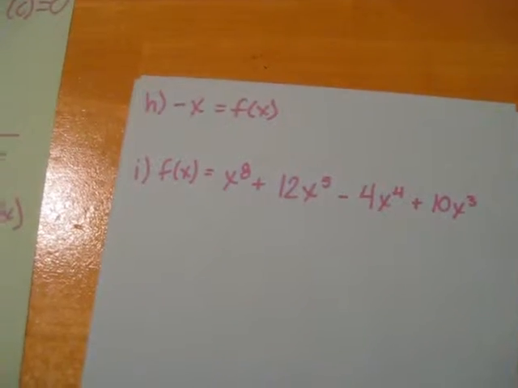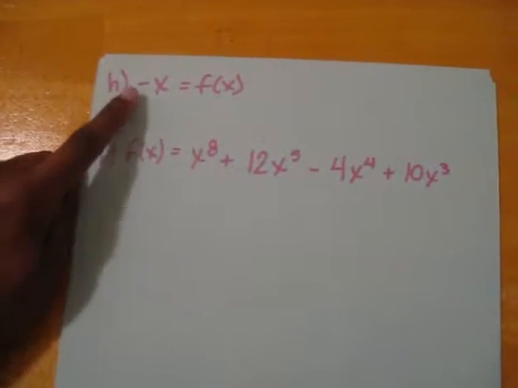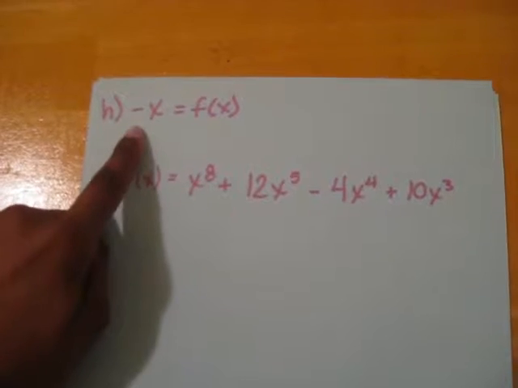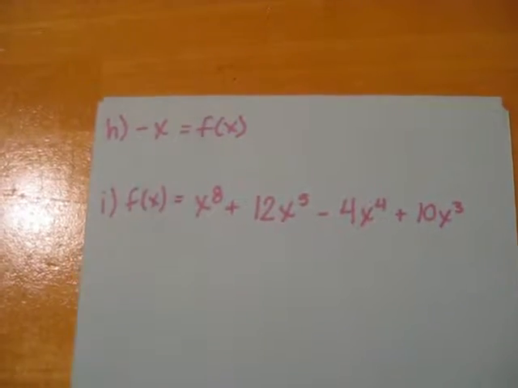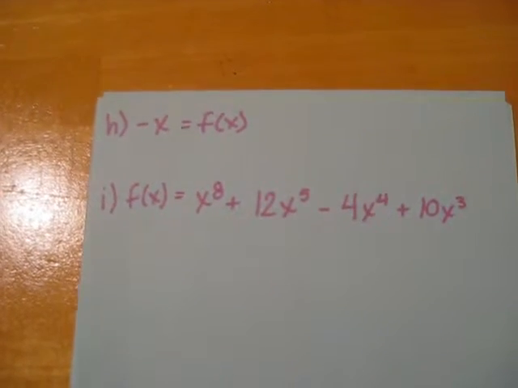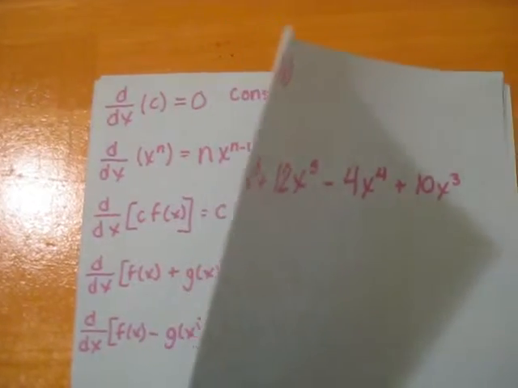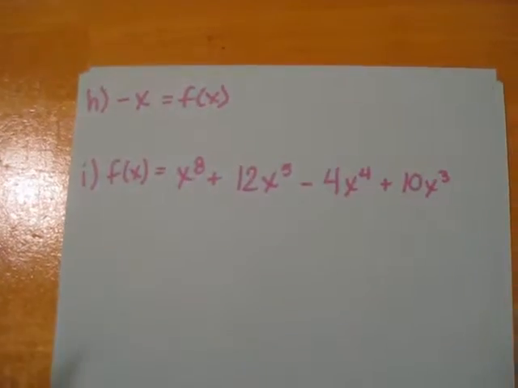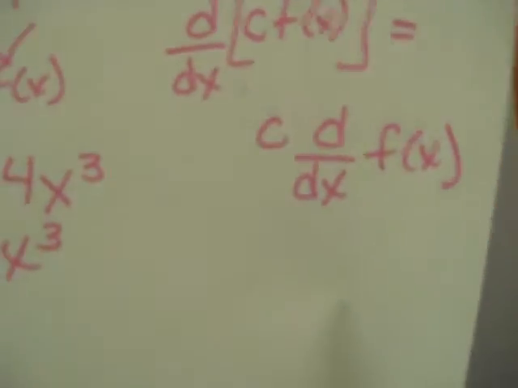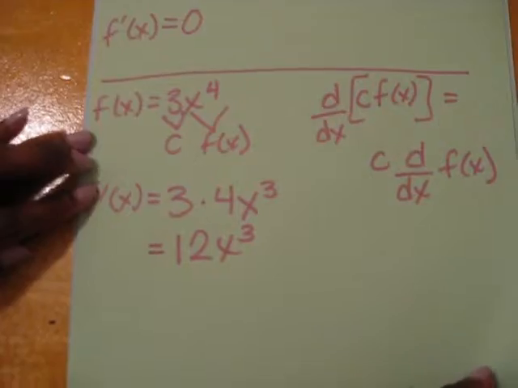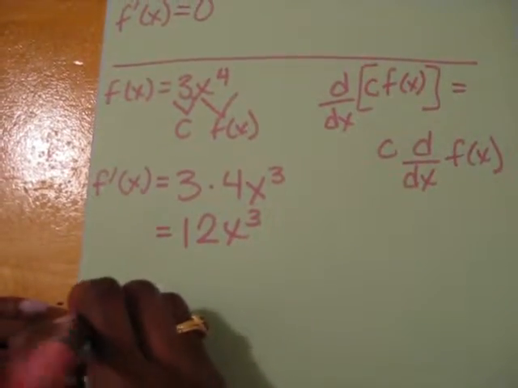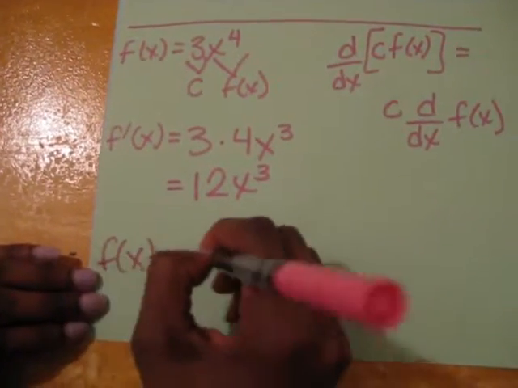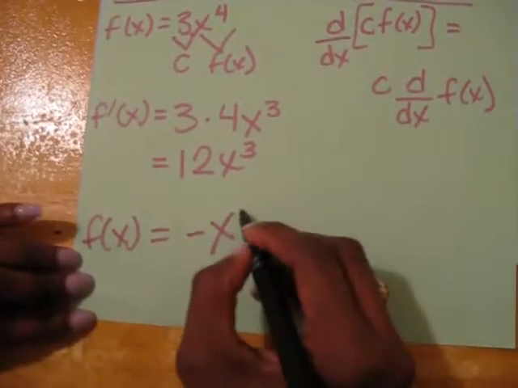Let's try one more, and then we'll get into a little bit more of a complicated one. Here we have f of x equals negative x. This is also a constant multiple rule. To solve, we'll use the same thing. So f of x equals negative x. Our power here is just 1.